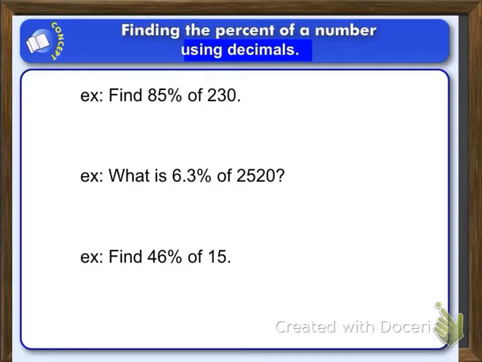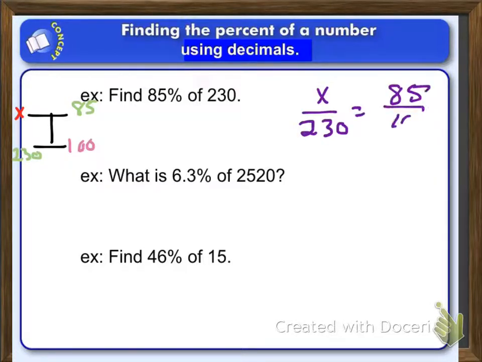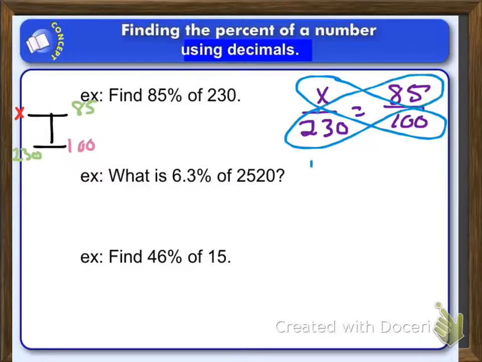Alright, welcome back. Let's check your answers, see how you did on solving those. So on the first one, I want to make my eye chart. So I know my 100 is down the bottom. Okay, and I know it's out of 230. So I set up my proportion. X over 230 is equal to 85 over 100.